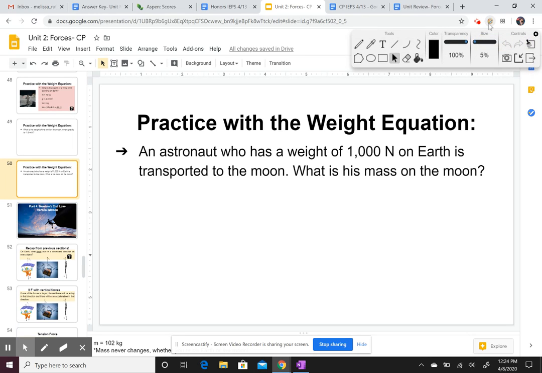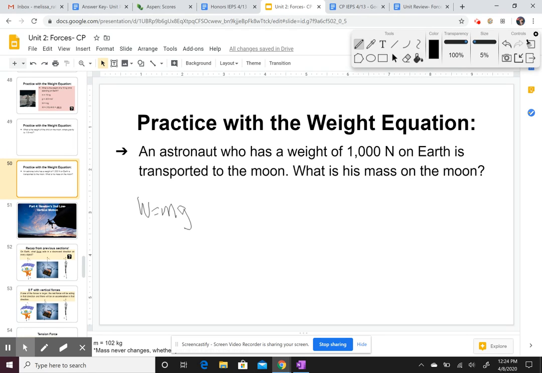All right, lastly, I'm going to do this problem with you here. An astronaut who has a weight of 1,000 newtons on Earth is transported to the moon. What is his mass on the moon? So the trick with using the weight equation, W equals mg, is that you can't mix planets and moons. You can't take the weight on one planet and the gravity on another planet or moon to find mass. You have to keep W and g on the same planet.